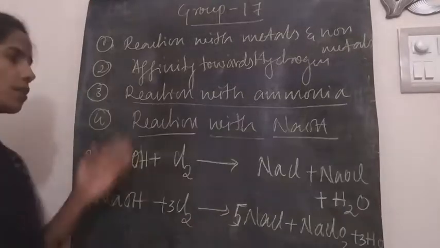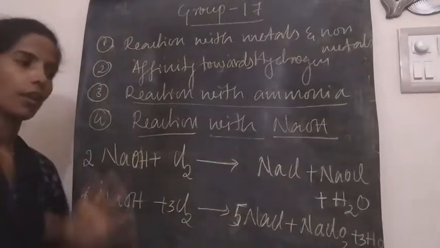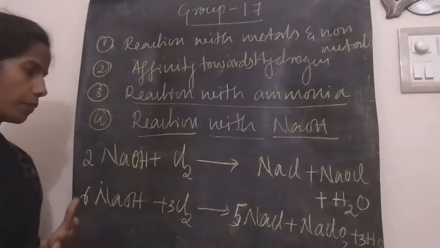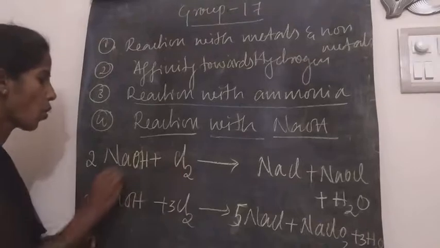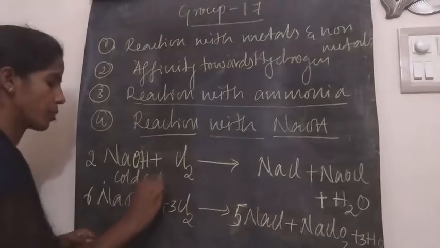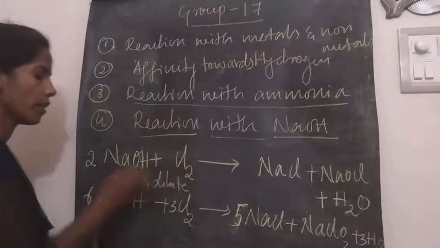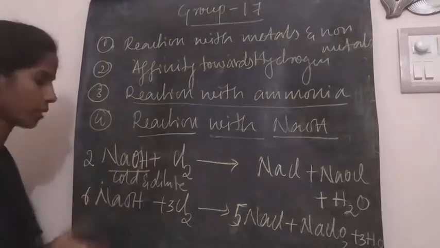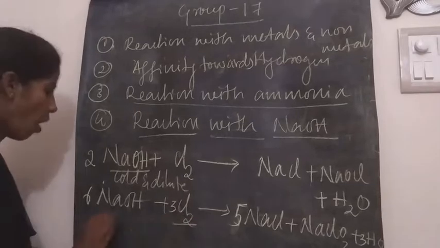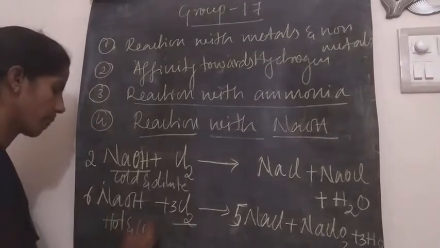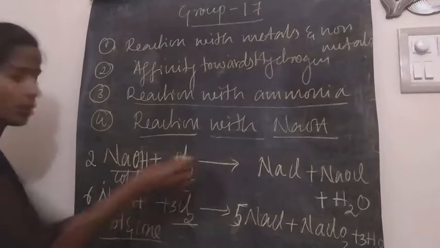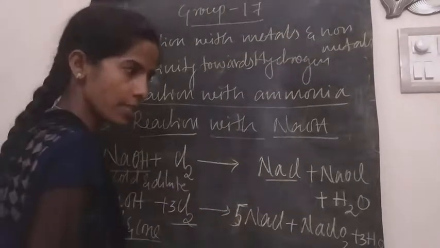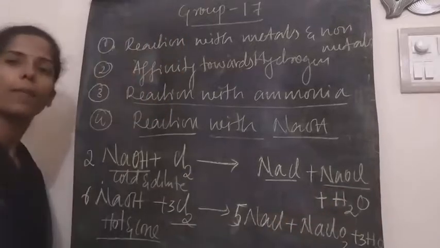And the next one is reaction of chlorine with NaOH. Here also the chlorine reacts with NaOH in two different ways. Means the chlorine reacts with cold and dilute NaOH, and the same chlorine reacts with hot and concentrated NaOH. Very important. When chlorine reacts with cold and dilute NaOH, we get the products sodium chloride NaCl and NaOCl, sodium hypochlorite.